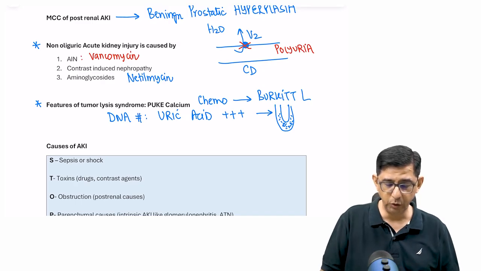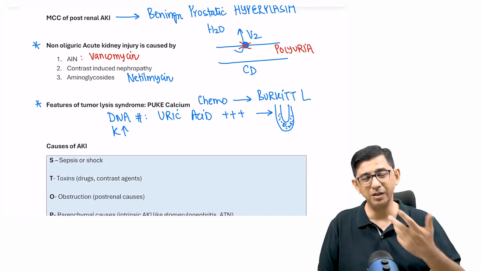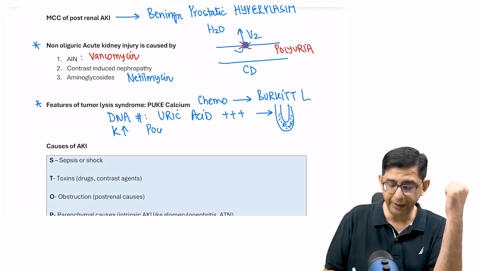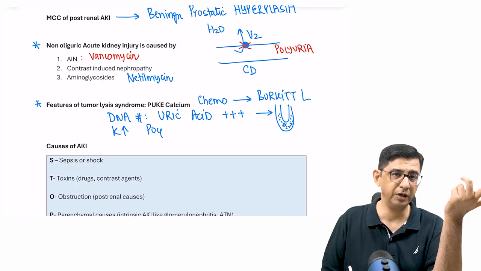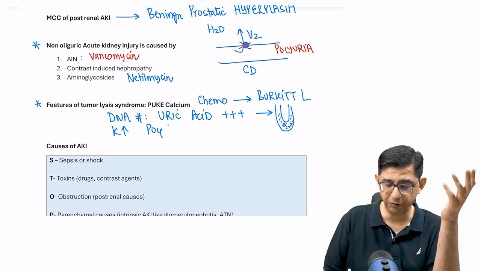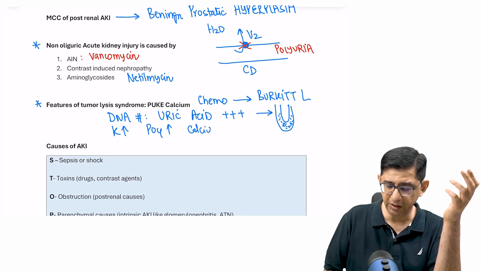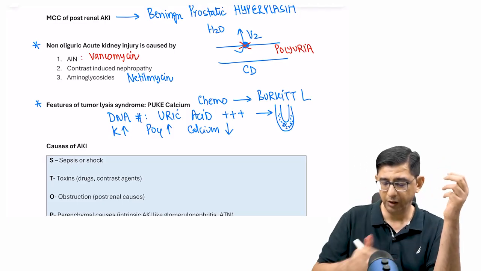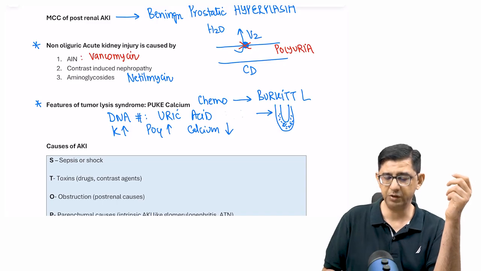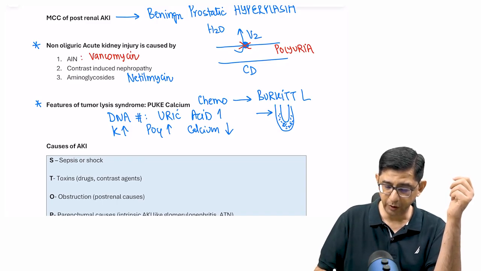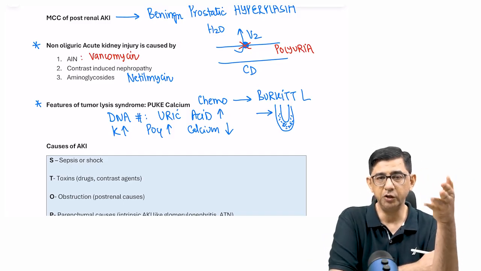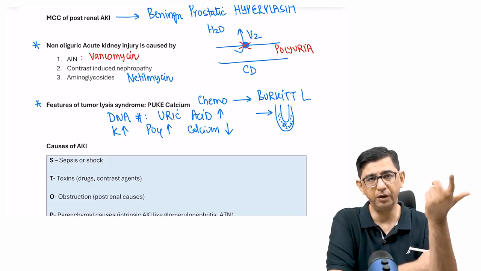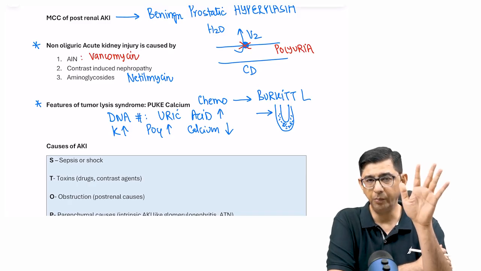Plus, all cancer cells are loaded with potassium. Any cell is loaded with potassium, so when you kill so many cancer cells, potassium will rise. Plus, all cells are loaded with ATP. ATP is the source of energy, the energy currency. ATP means adenosine triphosphate, so phosphate will be high, and by default when phosphate is high, calcium will be low. So there are 3 things that are becoming more: uric acid levels are rising, potassium is rising, phosphate is rising, and calcium values are becoming lesser. How to remember that is PUKE calcium. When you puke, when you vomit out something, then something becomes lesser, when you lose something, right? It's just a mnemonic, PUKE calcium, not that vomiting is happening in this case.